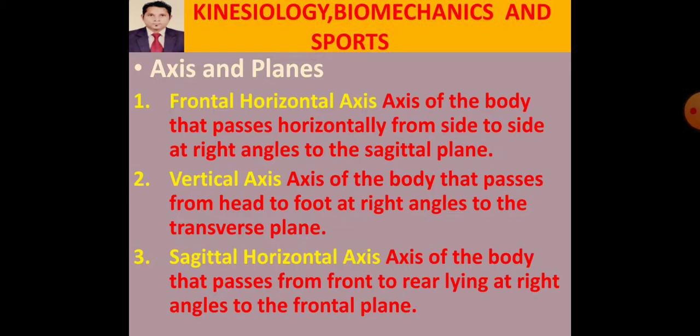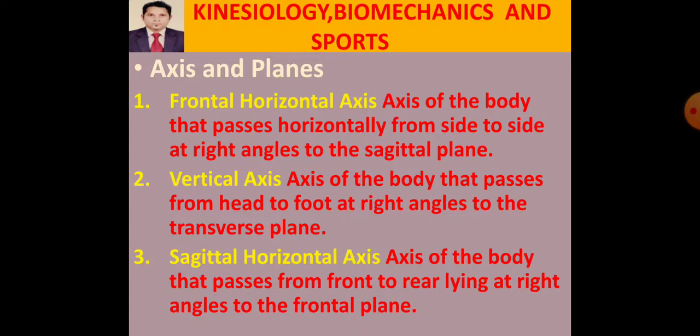Vertical axis: the axis of the body that passes from head to foot, at a right angle to the transverse plane. Sagittal horizontal axis: the axis of the body that passes from front to rear, lying at a right angle to the frontal plane. Then what is the sagittal plane? That we will discuss here, then we can understand it more.